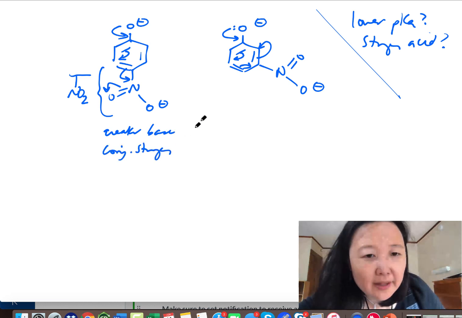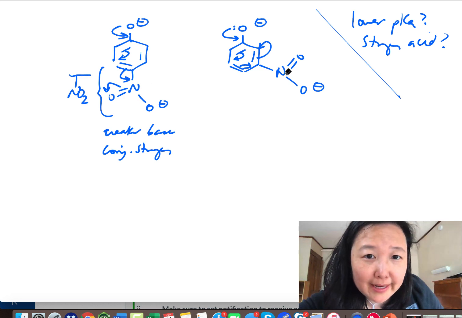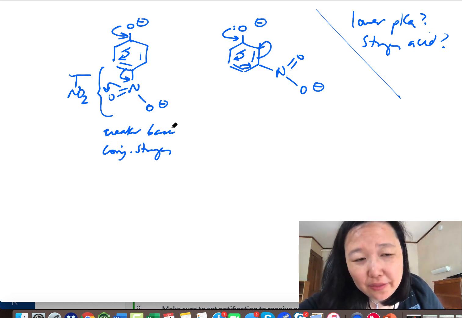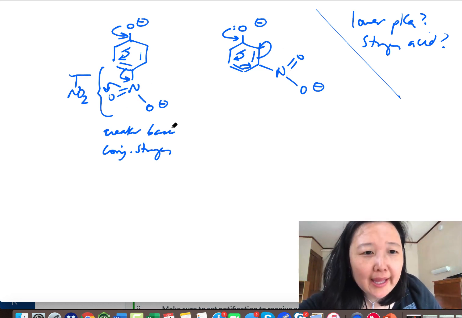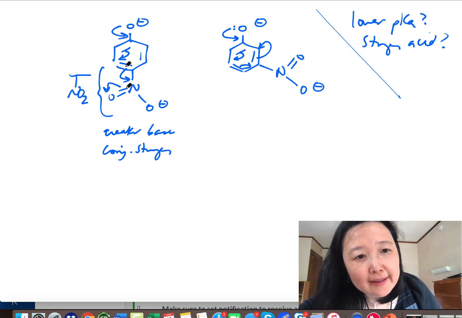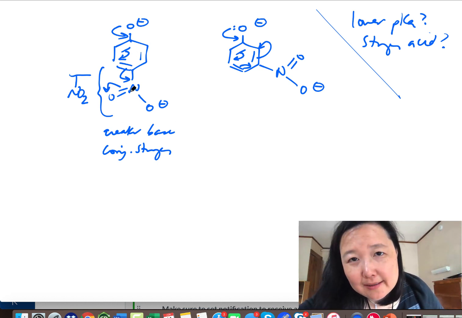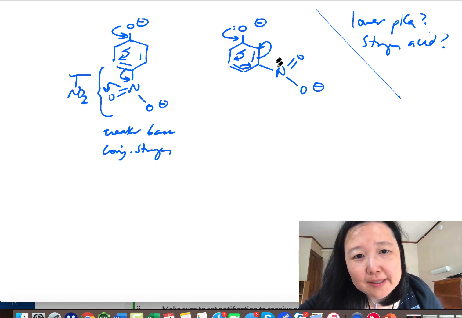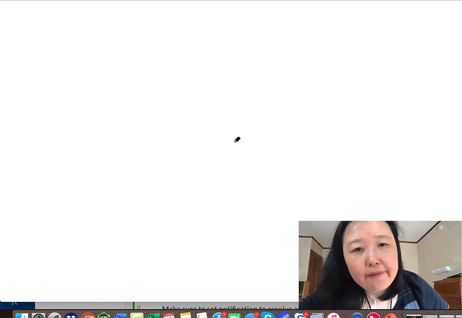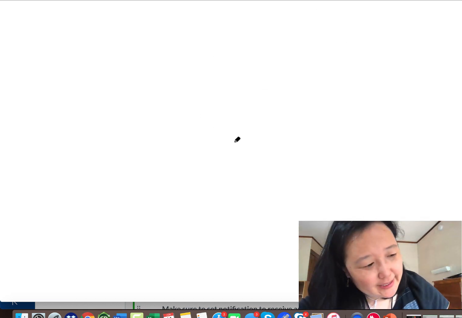So notice the para versus meta versus ortho, which I didn't draw ortho, but you could go through that example as well. And you'll see that ortho-para, in this case, has the ability to delocalize into the side group, whereas this one doesn't. Then I forgot one more thing, which is hybridization.